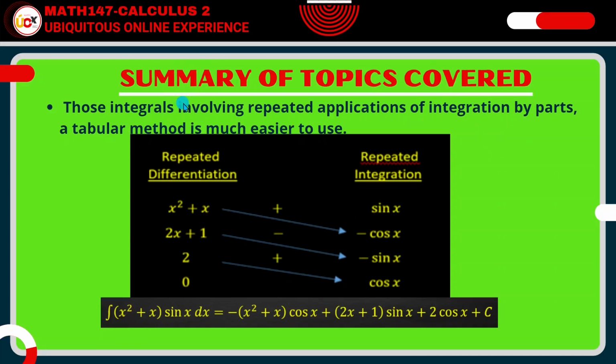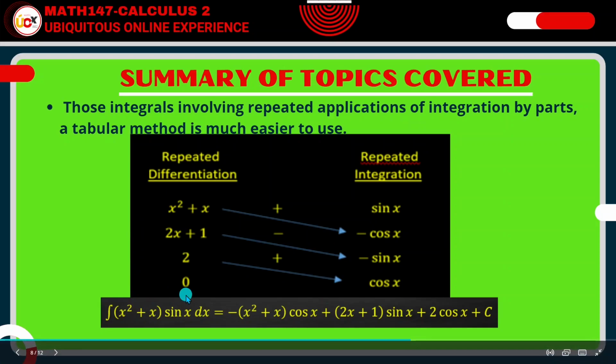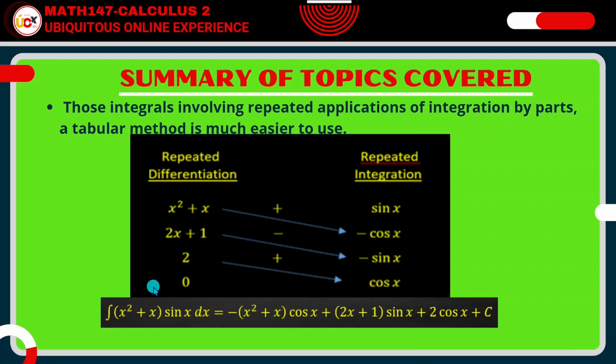Okay, we also learned in this module that for those integrals involving repeated applications of integration by parts, a tabular method is much easier to use. So let's say, for example, you're given the integral of the product of an algebraic function and a trigonometric function. So we have x squared plus x times sine x dx. From the LIATE acronym, because algebraic is written first before the trigonometric function, your u is x squared plus x, and sine x dx is your dv.